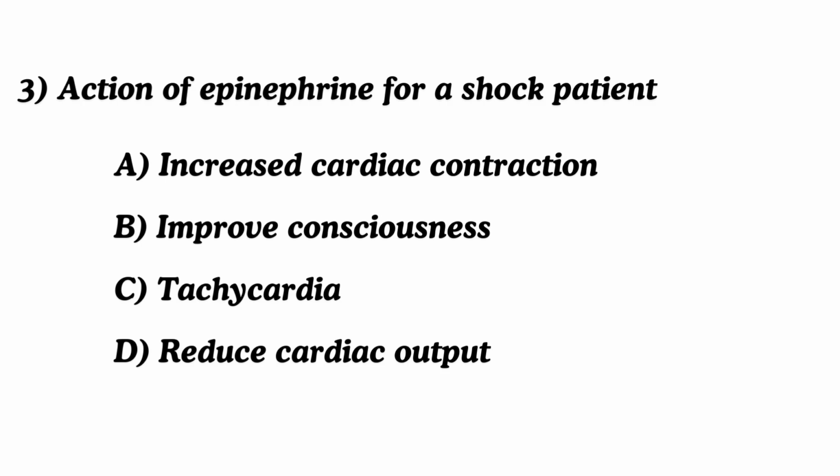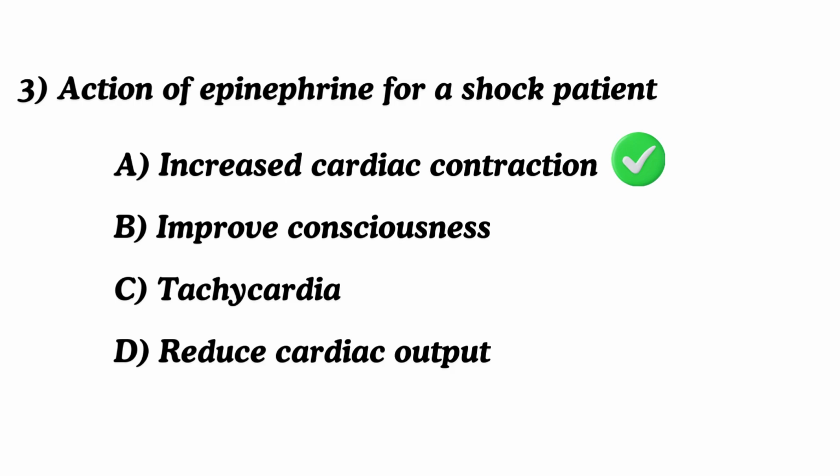patients. The question is action of epinephrine for a shock patient. Options are: option A, increased cardiac contraction; option B, improve consciousness; option C, tachycardia; option D, reduced cardiac output. This question, correct answer is option A, increased cardiac contraction. Epinephrine, other name is adrenaline. It causes vasoconstriction mainly in arterioles of peripheral circulation. So it is used when peripheral circulation is impaired.